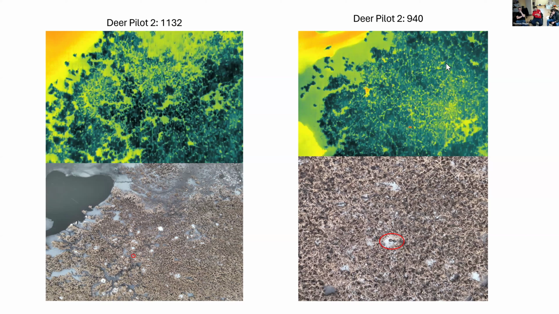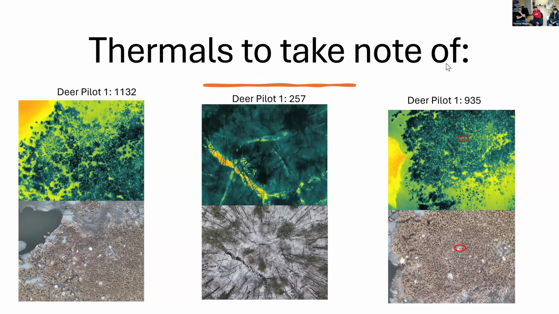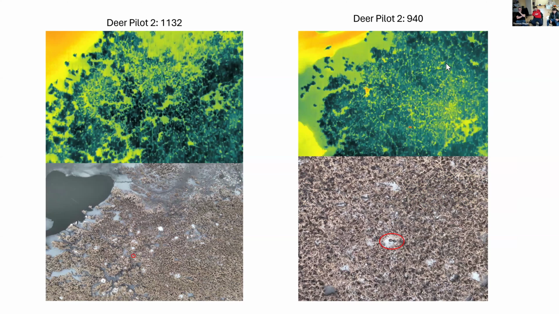These two are the same place. Is it the same place? No, I don't know. They were roughly the same number too. So this was 1132 on Drone Pilot 2 as well, and then the other one was like 940. Huh. Well, it might not be deer, but it might be something else.